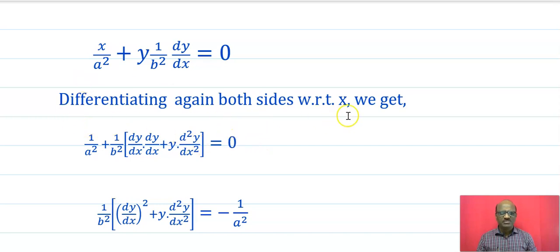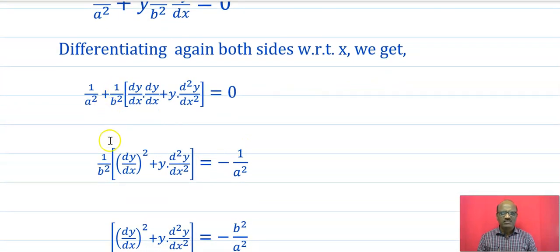Now again differentiate with respect to x. Therefore, what is the derivative of x? It is 1. Therefore, it is 1 upon a square plus 1 upon b square. Now the derivative of y into dy by dx. We'll apply here the product rule for y into dy by dx. First, we are finding the derivative of y, which is dy by dx, into dy by dx. This is the dy by dx plus y into derivative of dy by dx. What's the derivative of dy by dx? d2y by dx square, and that's equals to 0.